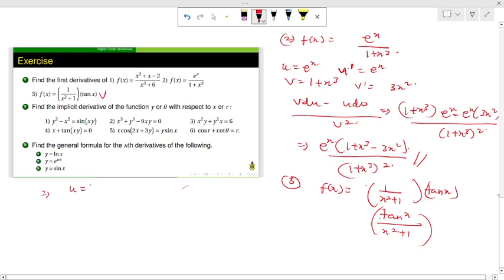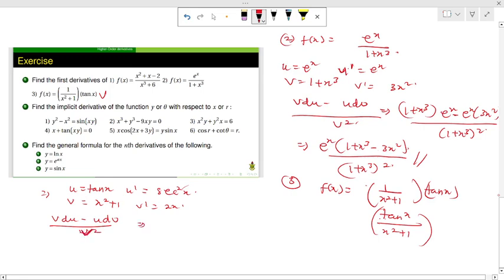Tan x. My u prime, the derivative of tan x, is sec squared x. My v is equal to x squared plus 1. My v prime is equal to 2x. So as usual, v du minus u dv over v squared.